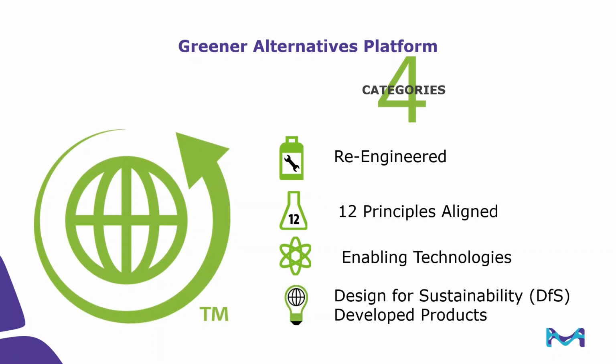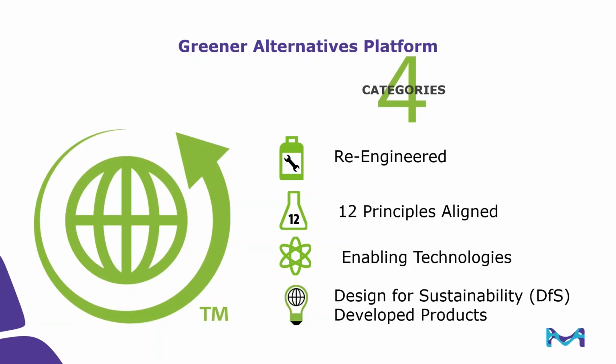The second category is 12 principles aligned. Many of you might be aware of the 12 principles of green chemistry. So if a product adheres to one or more of the 12 principles of green chemistry, then we call that 12 principles aligned. For example, greener alternative solvents we recently introduced called Cyrene to replace NMP and DMF. That's considered 12 principles aligned.